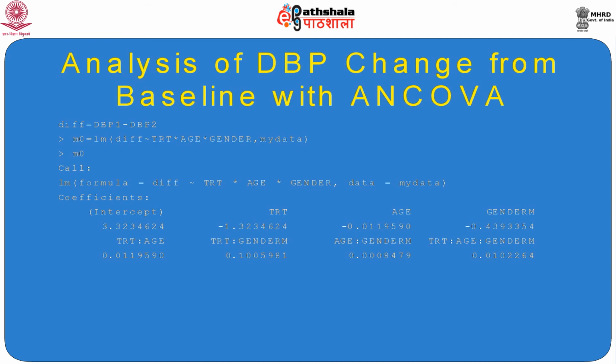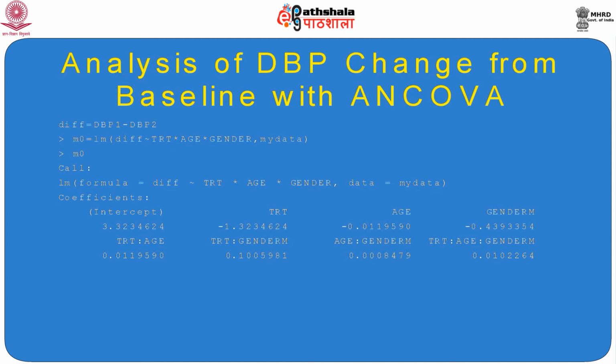When we call M0, we get the regression coefficient estimates for TRT, age and gender M. Again the intercept is 3.32, and the TRT regression coefficient comes to minus 1.32. So those treated with placebo, that is treatment 0, have higher diastolic blood pressure, and those in the higher age group had more reduced diastolic blood pressure, which is why age comes as minus 0.01.